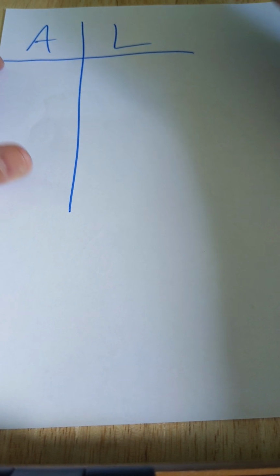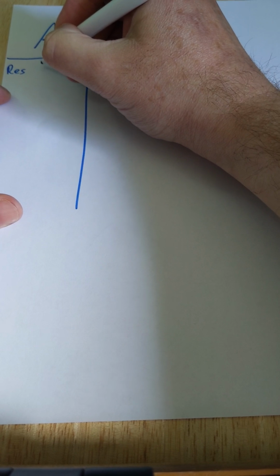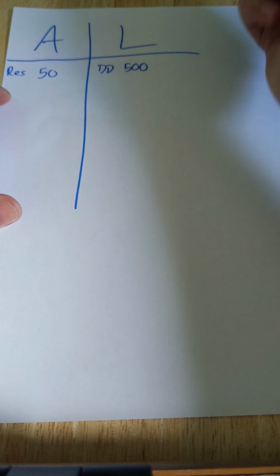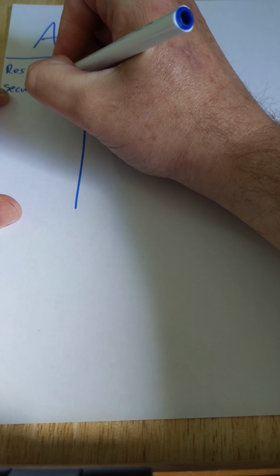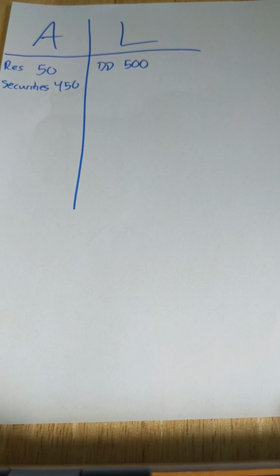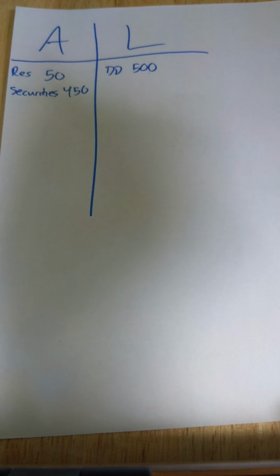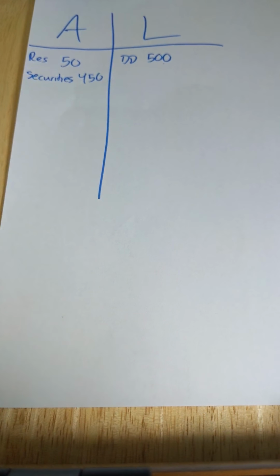All right, so once again, we're doing a balance sheet. Reserves, we'll call it 50. We will call the demand deposits 500. We will say that there are securities in the amount of 450. So we balance. Cool. Now, this money, it's a checkable deposit. It's part of the money supply. Got it? Good.